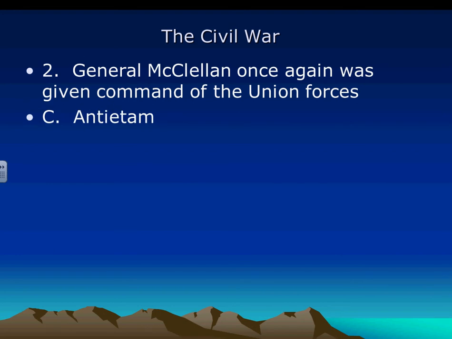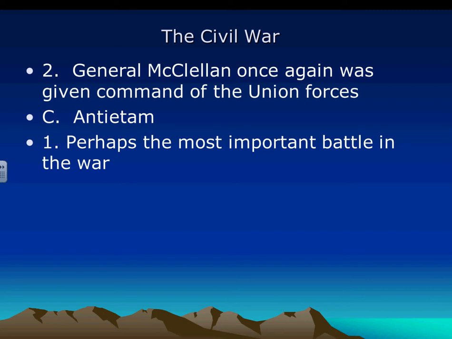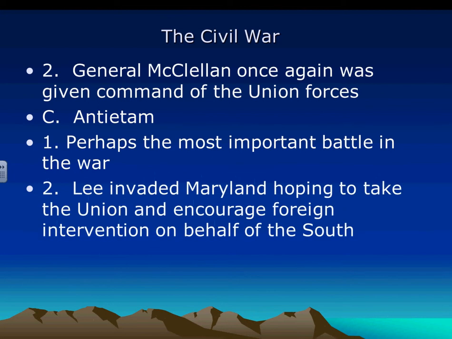Antietam is a turning point in the war. This is the most costly battle of the entire war. About 22,000 men were killed. It is the first time on the battlefield that there's really a draw, and this is a boost for Union morale.